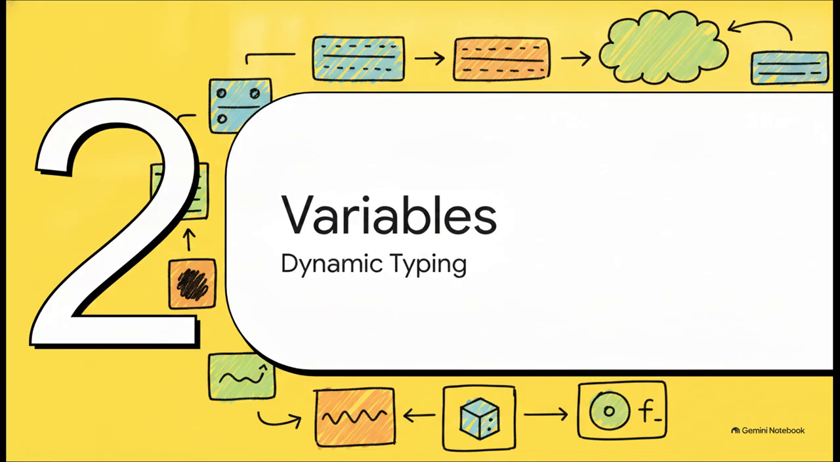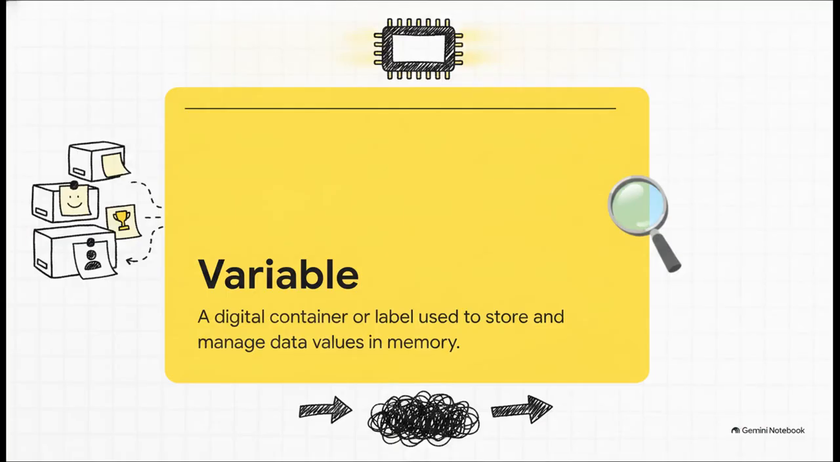Now that our environment is up and running, we really need to understand how we actually store and remember information within our programs. At the heart of absolutely all programming is the concept of a variable. I want you to visualize a variable simply as a digital container or maybe a sticky note label. Your computer has massive amounts of memory, right? When you want the computer to remember a specific piece of information, like a user's name or a high score, you put that data into a container and you stick a label on it. And hopefully you're using a better, more descriptive label than just box 1. That label is your variable.